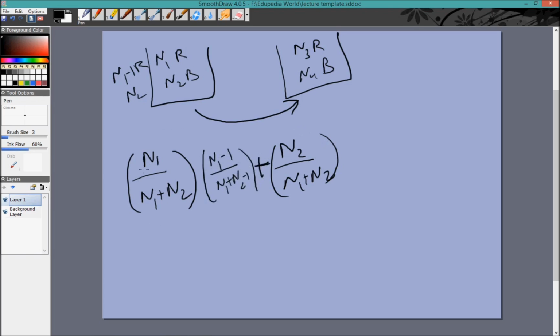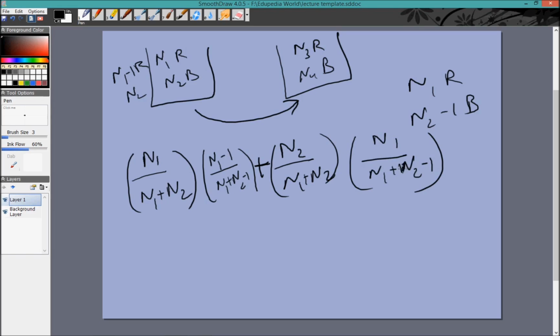The first case, the probability, this is for picking out the red ball and putting it into the other box. This is for picking out a red ball after that. This is the probability of picking out a blue ball from the upper box. After that we have n1 red balls and n2 minus 1 blue balls. So then the probability of getting a red ball would be n1 by n1 plus n2 minus 1.